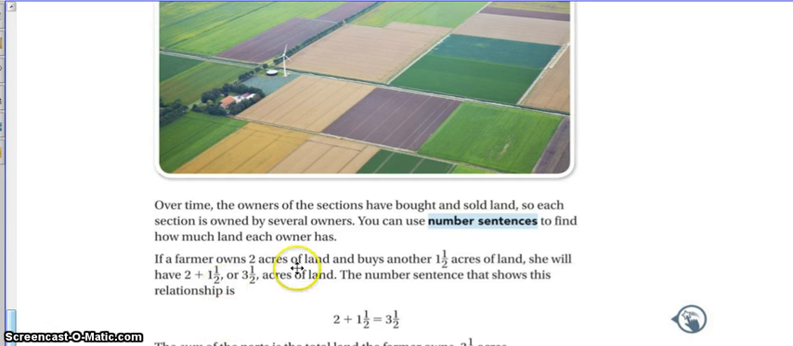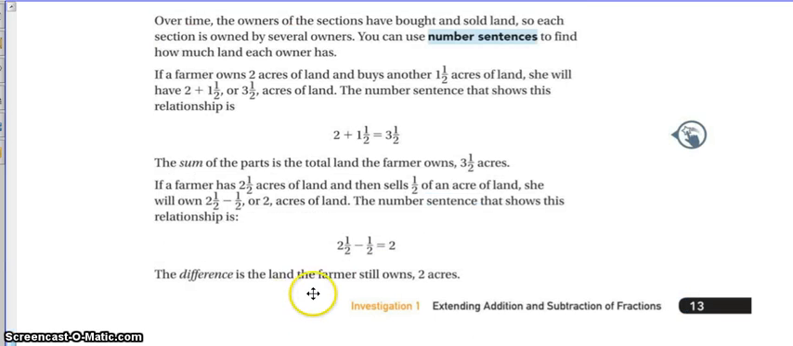If a farmer owns 2 acres of land and buys another 1.5 acres of land, she will have 2 plus 1.5, or 3.5 acres of land. The number sentence that shows this relationship is 2 plus 1.5 equals 3.5. The sum of the parts is the total land that the farmer owns, 3.5 acres.